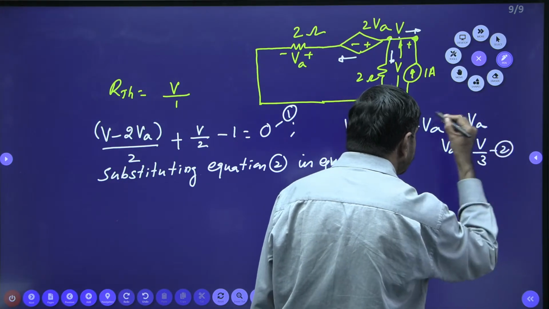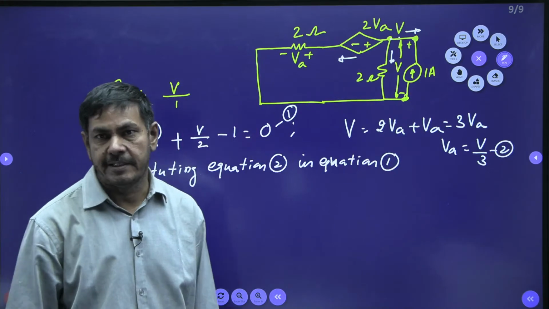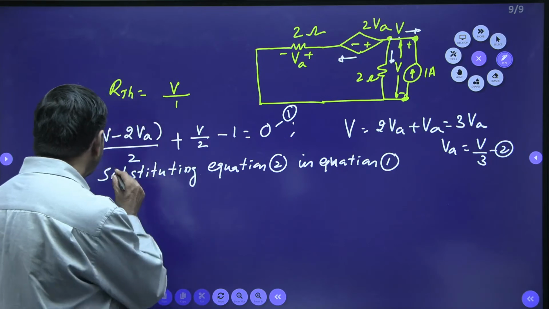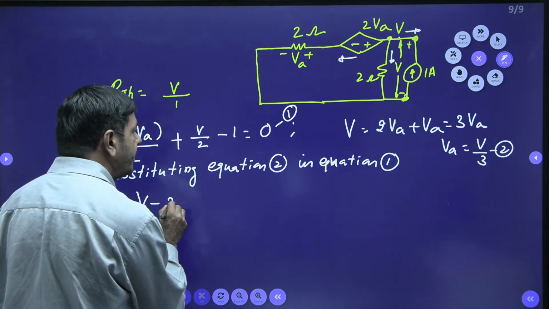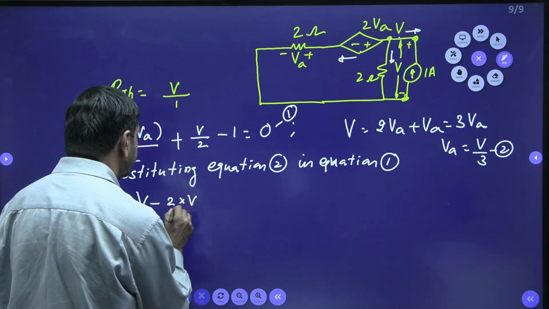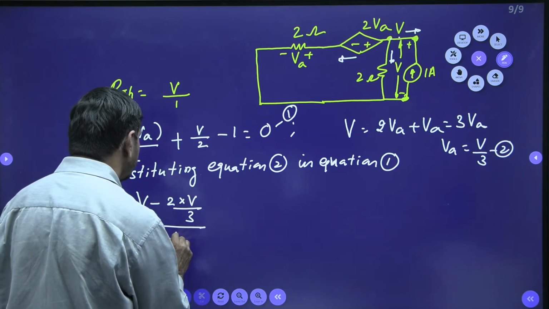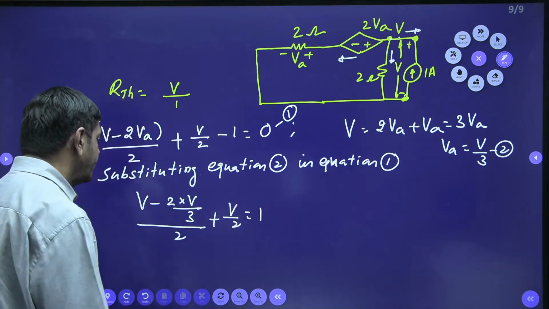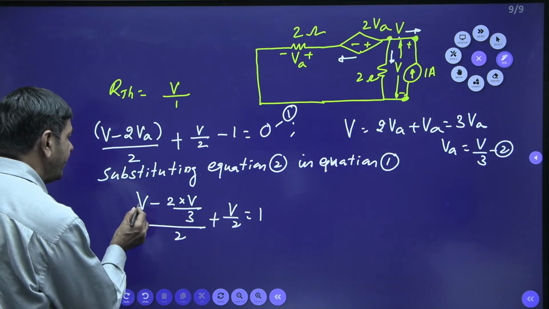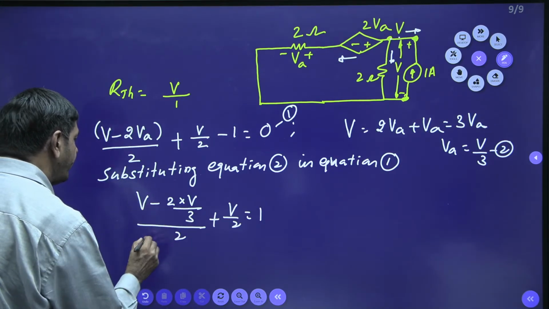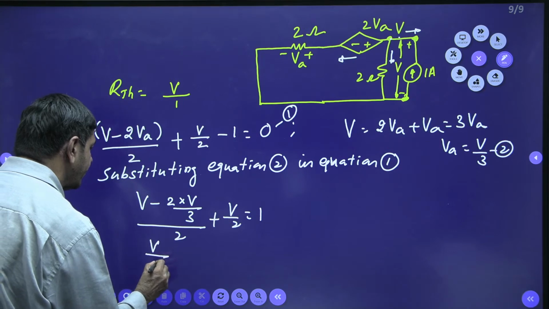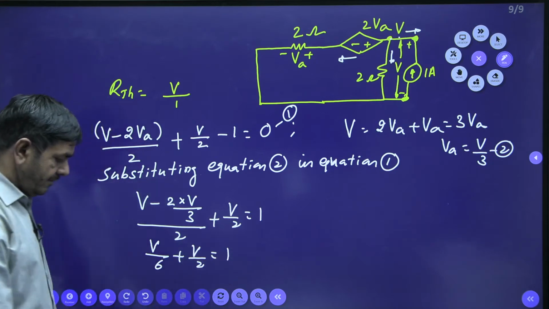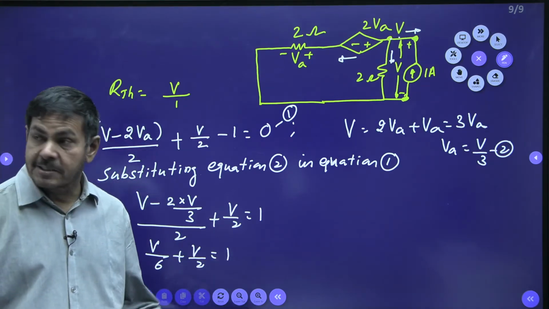That's why I want to eliminate VA from the given equation. So I can write V minus 2 into V by 3, divided by 2, plus V by 2, equal to 1. Then simplify: 3V minus 2V is V, so V by 6, plus V by 2 equal to 1.